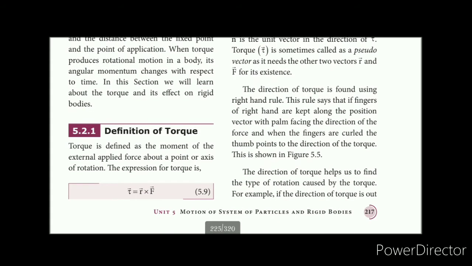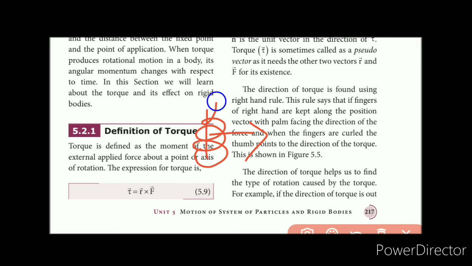The direction of the torque is also found using the right hand rule. This rule says that the fingers of the right hand are kept along the position vector with the palm facing the direction of the force. When the fingers are curled, the thumb points in the direction of the torque. So how is it happening? This is your right hand. The position vector, the palm facing. Here the force will be acting, and at the curved point, here your torque will be acting.